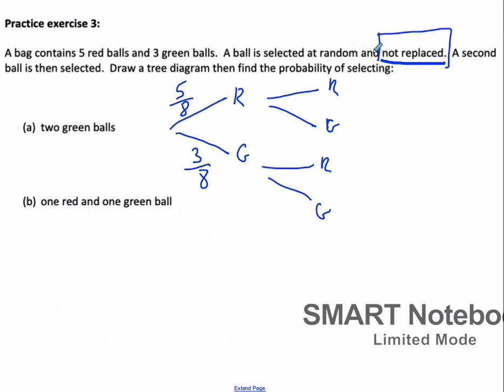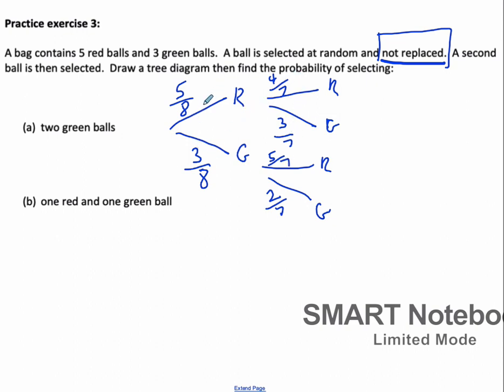It will be the same, but since it's not replaced, this is the case where one of the red balls is gone. So now there's not 5 red balls anymore, there's 4. So this is actually 4 out of 8, which is half if you like. And, sorry, it's not 4 out of 8. That's not right. Because there's 4 red balls, but there's also going to be 7 in total, because one of those 8 is gone. So it's 4 out of 7 and 3 out of 7 are the probabilities. And in this scenario, one of the green ones is gone, so now there's 2 green, and a total of 7, and this one's 5 out of 7.